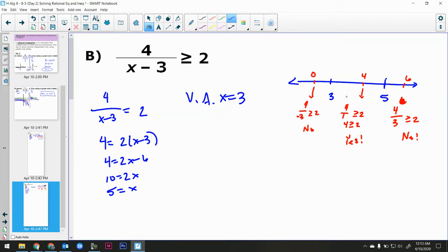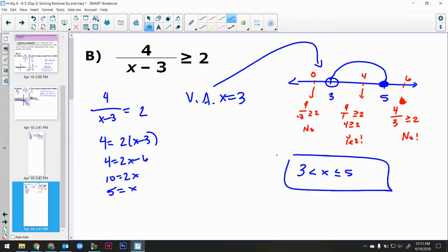Well, that's an and inequality, remember? So remember, these are going to point in toward each other. This is an or equal to, because this is where the intersection point came from. This is an open circle. Why? Because it was the vertical asymptote, and it cannot be equal to a vertical asymptote. So this means I've got 3 is less than x is less than or equal to 5. That's my answer.